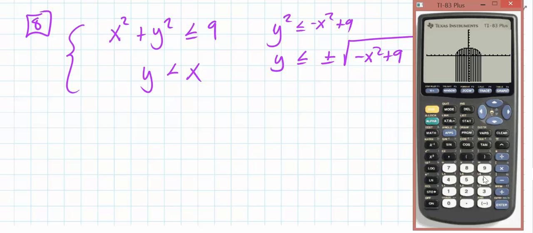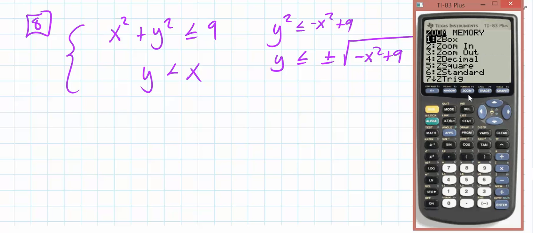Where's the other half of the circle? Yeah, the negative of that, right? So I want the negative of the square root of negative x squared plus 9, but in this case, should I shade up? I should shade up. Why should I shade up? Because I'm taking the negative of that, so I'm going to go the opposite direction. So I would see this, and there you'd see my region inside there, right?